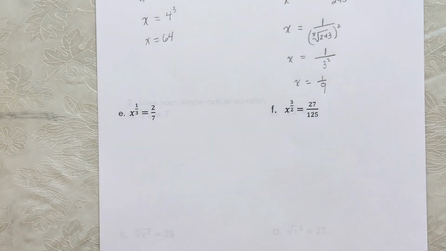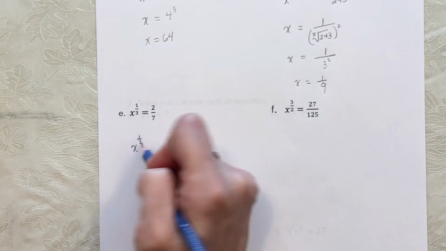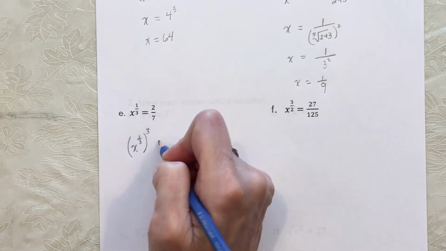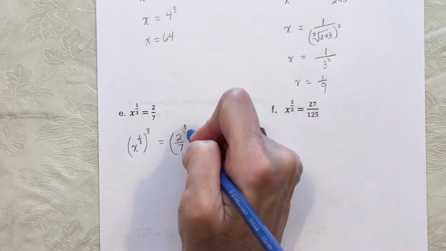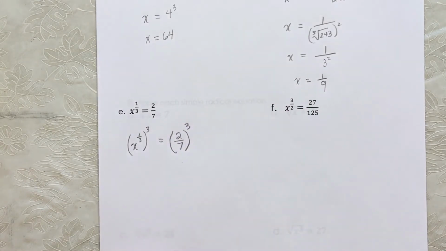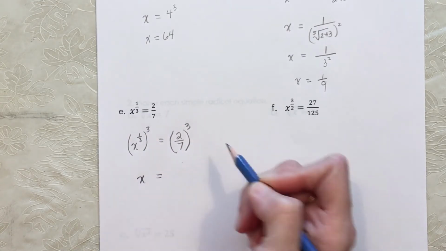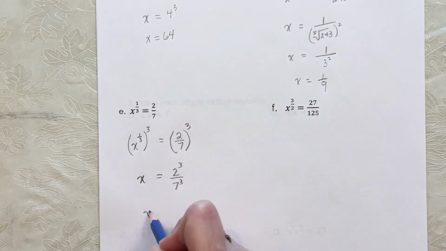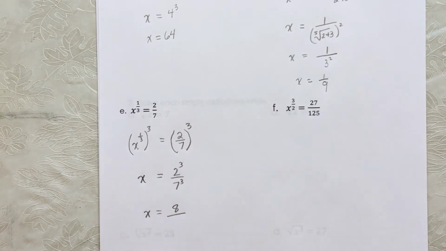X to the 1/3 equals 2/7. So x to the 1/3, but we ended up just getting x by itself, so we're going to put that to the power of 3. But then we have to put this whole fraction, so you need brackets around it, to the power of 3 as well. So x to the 1/3 to the 3 is just x, and this is going to be 2 to the 3rd over 7 to the 3rd, giving us 8/343.